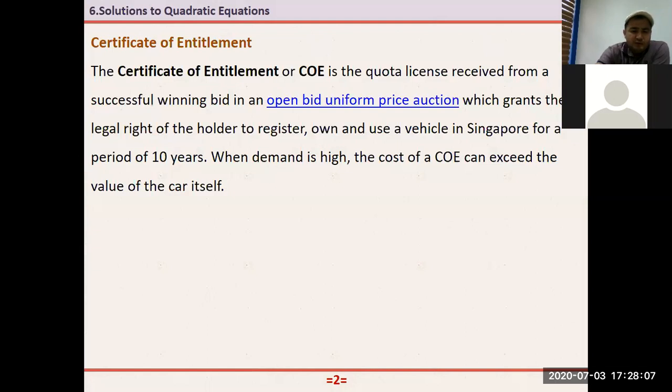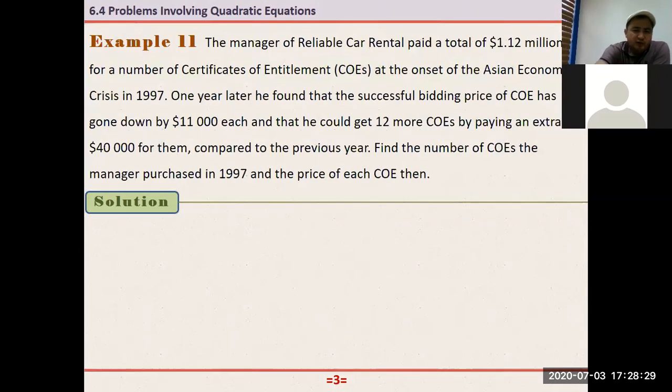Okay, that's our last problem. Then I'll finish the class. Here we have just additional information to understand the problem. The certificate of entitlement, or COE, is a quota license received from a successful winning bid in an open auction with uniform price, which grants, okay. It is something like this. To understand this problem, we should understand what it means. Anyway, that is the last example for today, okay? Just be patient, let's solve this together, and I will finish the class for today.